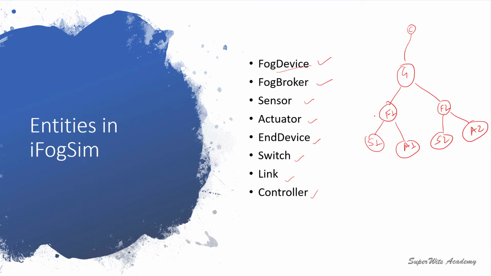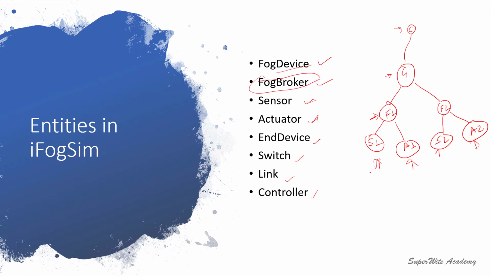So the fog devices are for this particular level, this level, and this level. These are the sensors. We have already discussed the classes, the basic glimpse of the classes, in our previous video. The actuators, we have these two actuators. Apart from this, there is one of the most important entities, that is the fog broker.